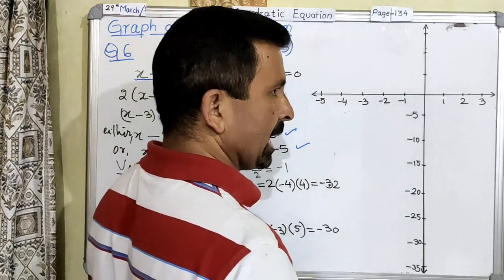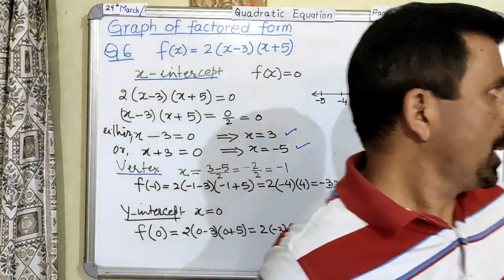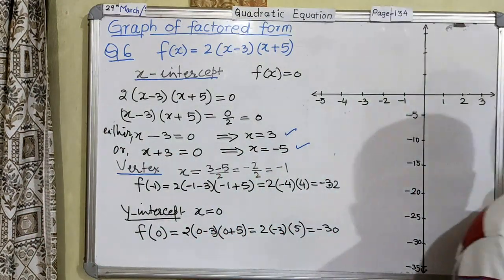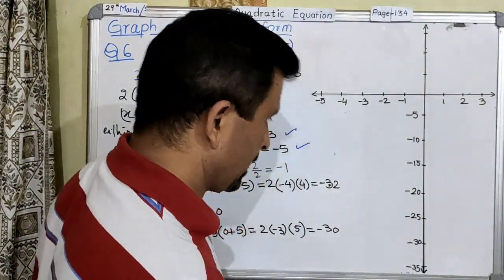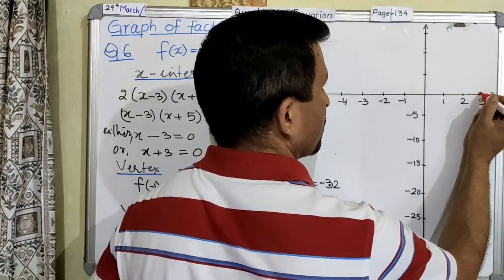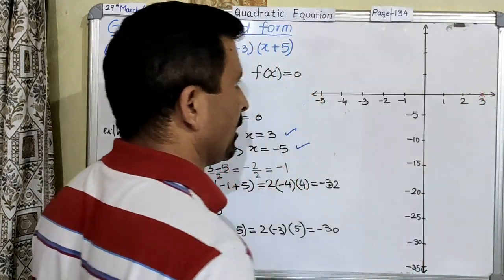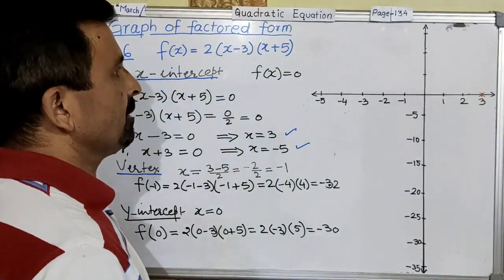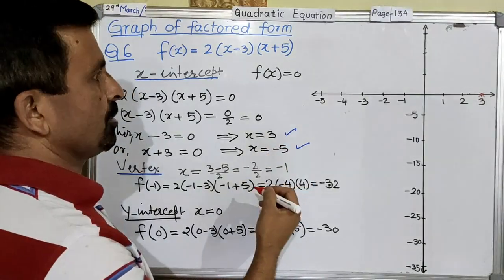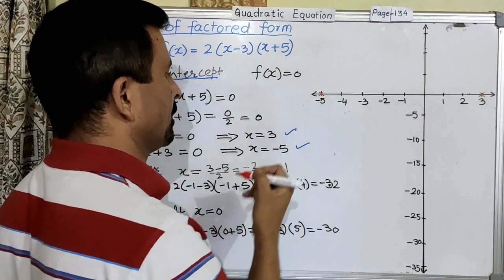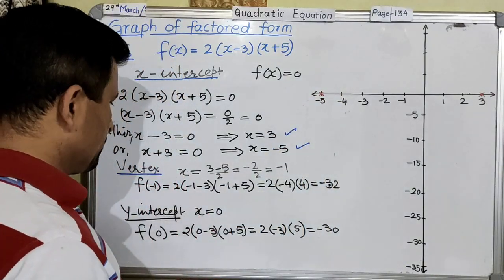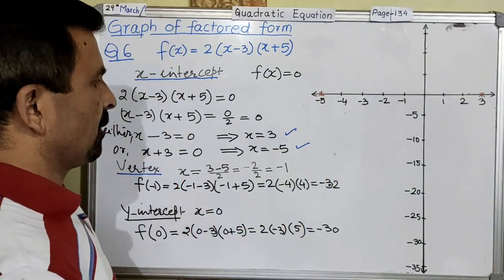So mark X is equal to 3. Let us see. X is equal to 3. This is the first point. Is it very clear? Next point is X is equal to -5. So we will mark this as X is equal to -5. Alright. Now, next one is the vertex.